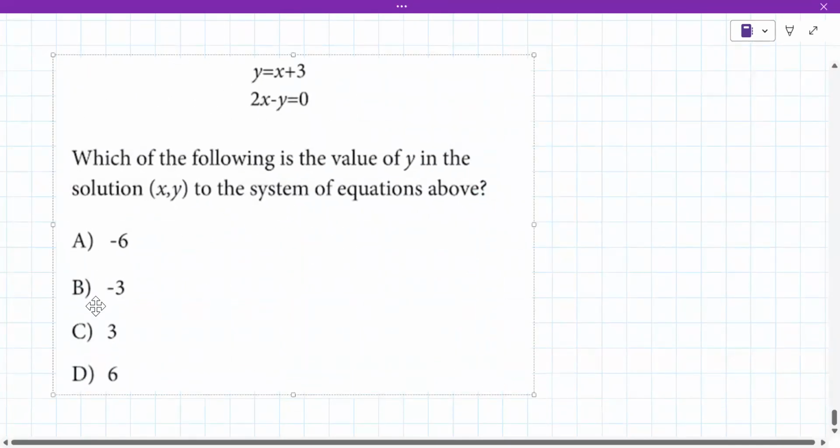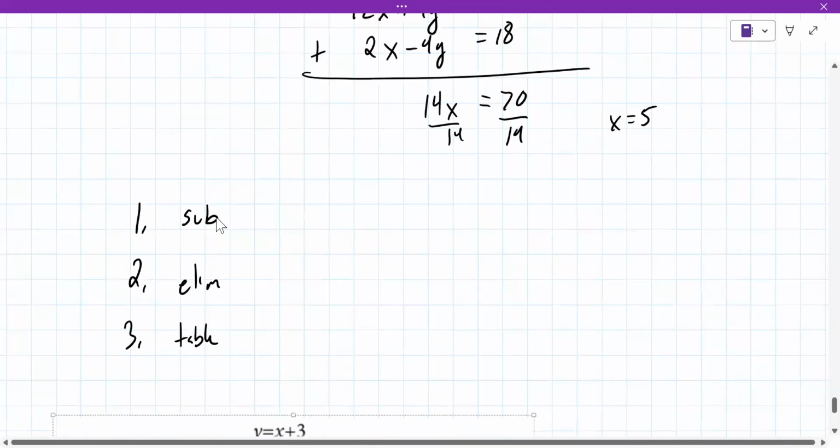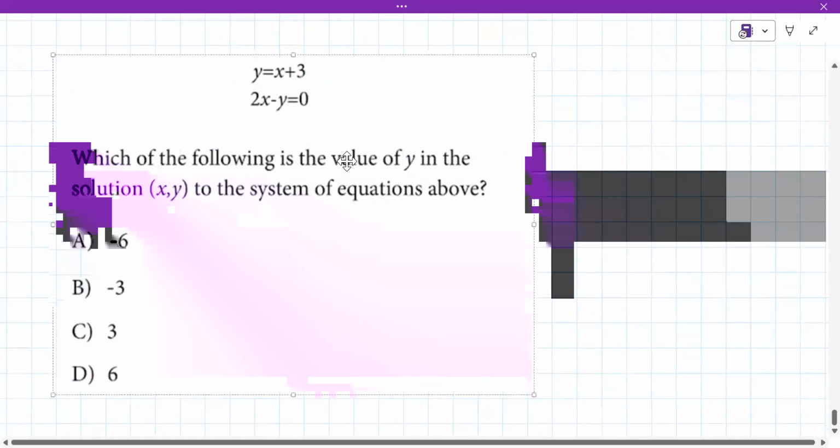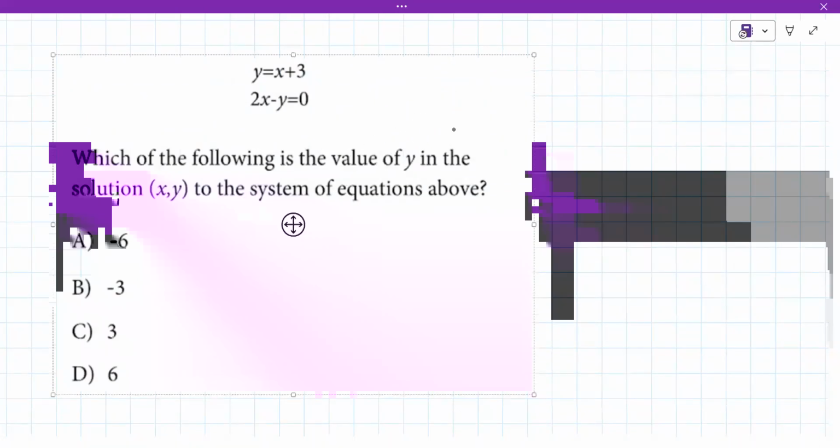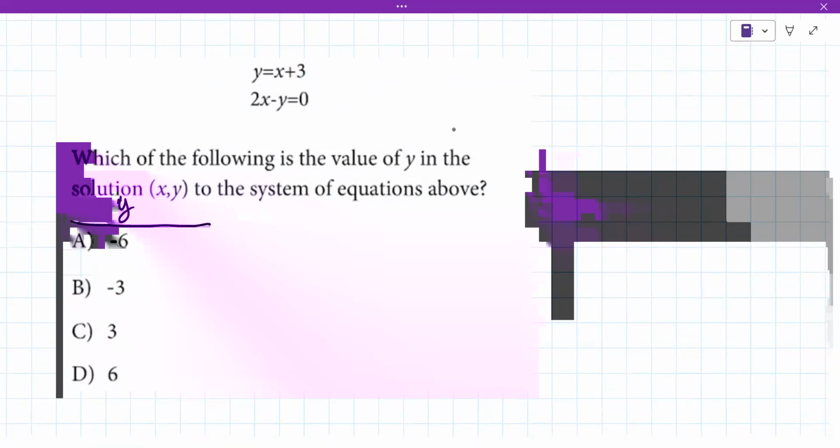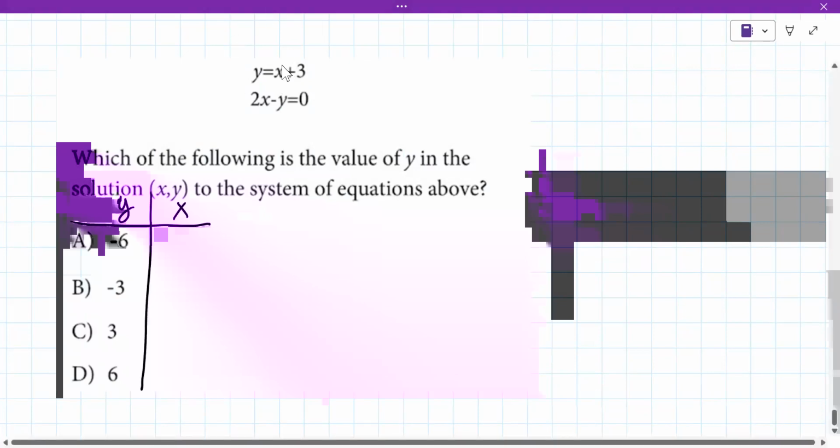So the table method only works for multiple choice. As soon as the multiple choice goes away, you have to use substitution or elimination. The way it works is they give you one of the variables. They tell you this is y, and so you really want the x's. So you have to figure out a way to get the x's, and you can use one equation or the other.